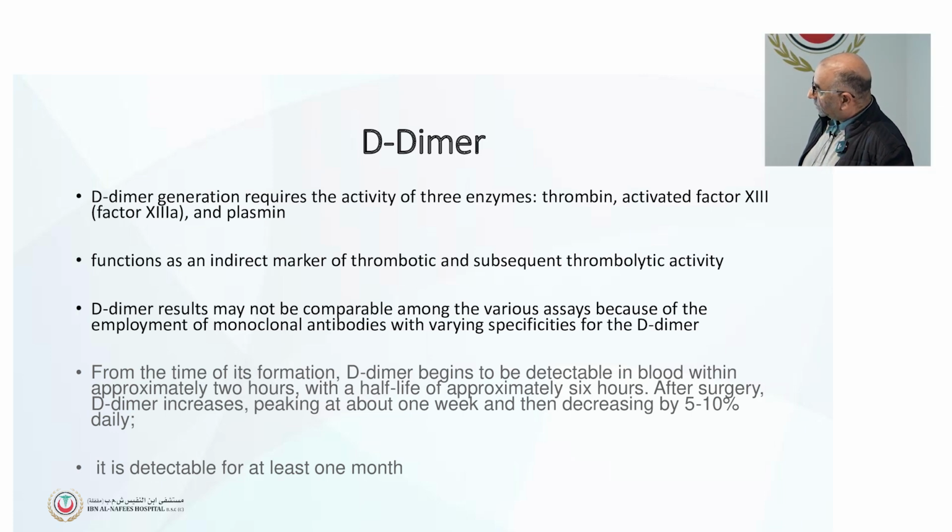When this cross-linked form is made, then the other part of the tissue that makes the dissolution of the clots is the plasminogen. Plasminogen is activated to plasmin, and this degrades the cross-linked fibrin to FDP, which is fibrin degradation product, and a smaller molecule, which is the D-dimer.